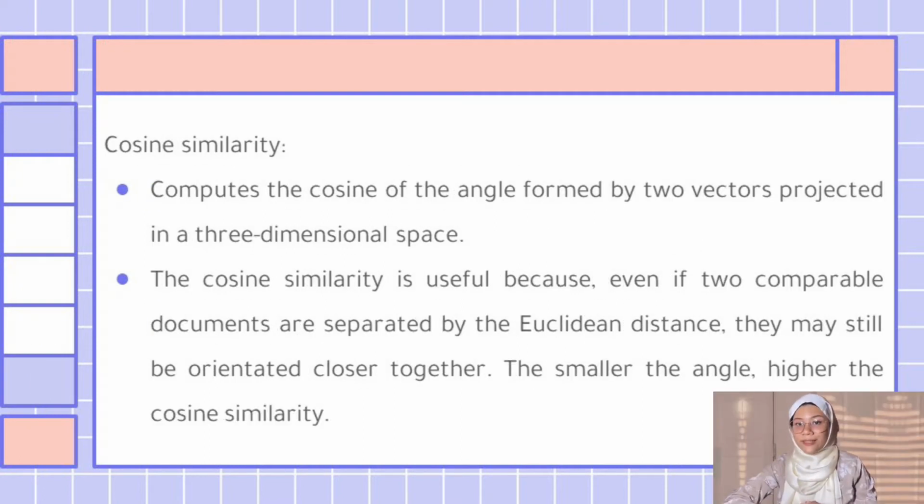Firstly, cosine similarity. Cosine similarity is a metric that measures how similar papers are regardless of size. It computes the cosine of the angle formed by two vectors projected in multi-dimensional space. The cosine similarity is useful because even if two comparable documents are separated by the Euclidean distance due to the size of the documents, they may still be oriented closer together. The smaller the angle, the higher the cosine similarity.